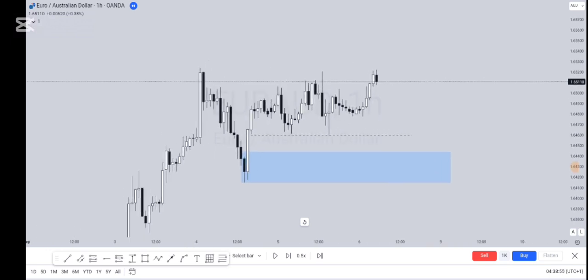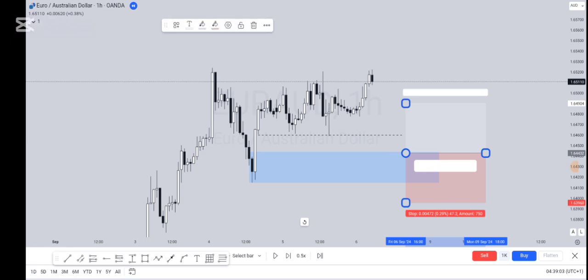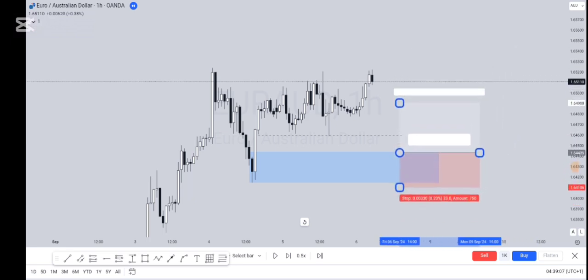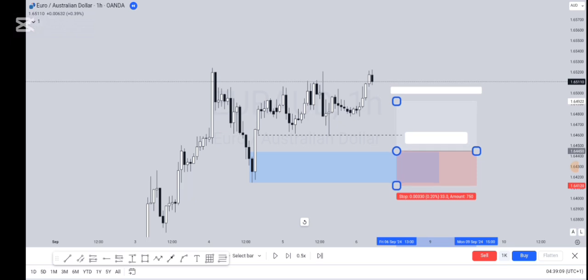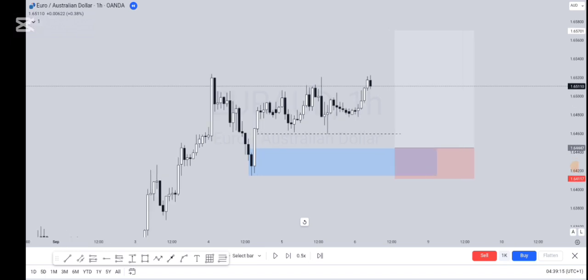So let's see how it played out. So I'll be putting my entry here, right? And my SL will just be below here. So we have to be sure that this market is going to play out. You understand? So let's see. So this is what I want. This is exactly what I want. So let's see how the market played out.